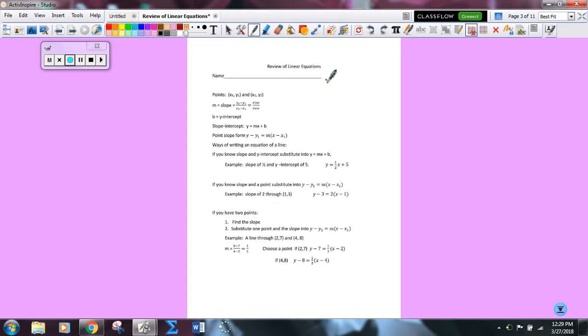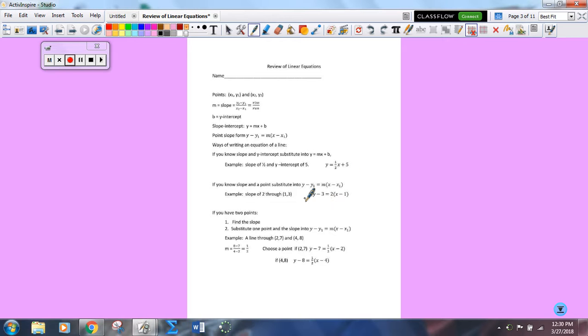So here's the handout you have. We were reviewing, if I have 2 points, how to find the slope, that b is the y-intercept, that I can write y equals mx plus b. Point slope form is y minus y1 equals m times x minus x1. If you know the slope and the y-intercept, I can just substitute into y equals mx plus b. If I know a point and the slope, I substitute into point slope form. If I know 2 points, I need to first find the slope and then do that.